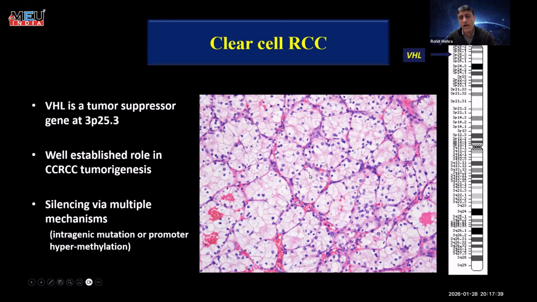Once tumors start becoming higher grade, this optical clarity starts changing because the proteogenomic content starts changing, and hence tumors stop being clear in nature and move on more to be eosinophilic in nature.